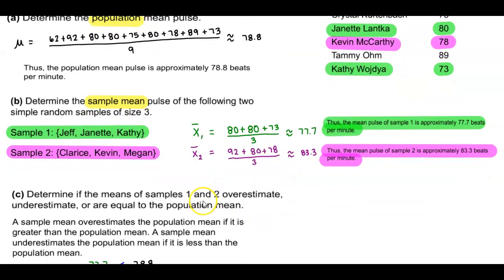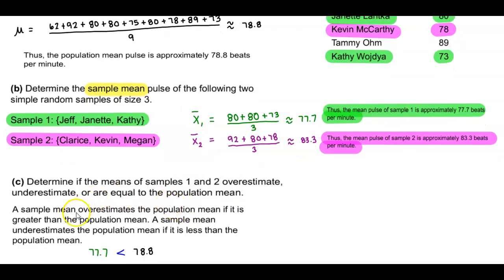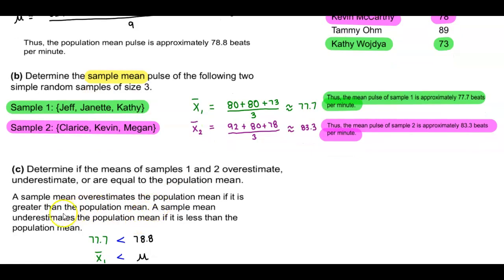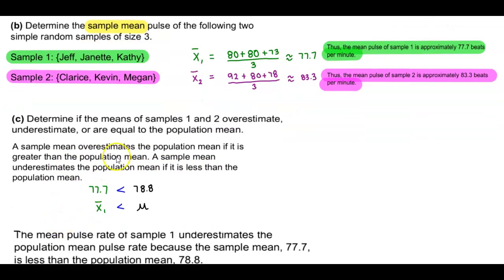Now in part C, we want to determine if the means of samples 1 and 2 overestimate, underestimate, or are equal to the population mean. A sample mean overestimates the population mean if it is greater than the population mean. A sample mean underestimates the population mean if it is less than the population mean. So let's take a look at sample 1.